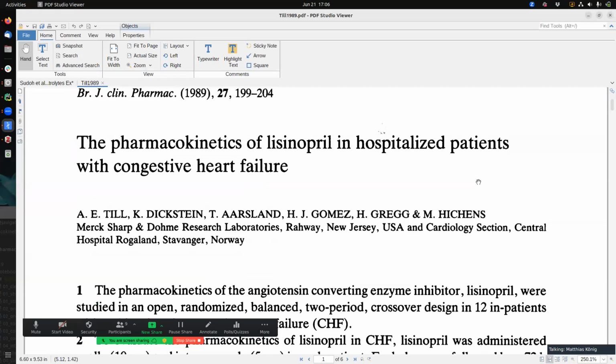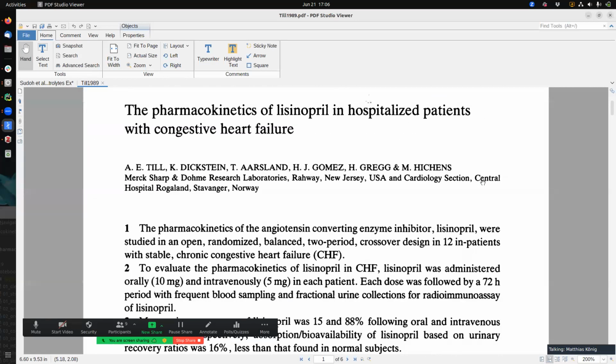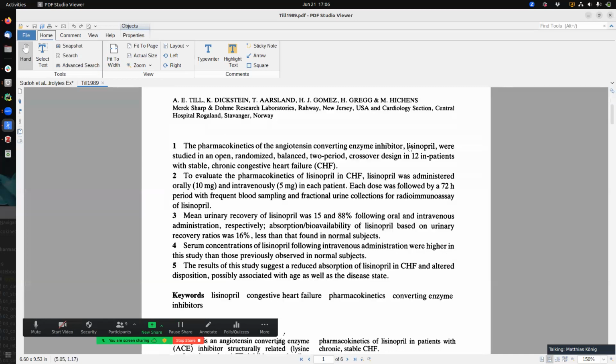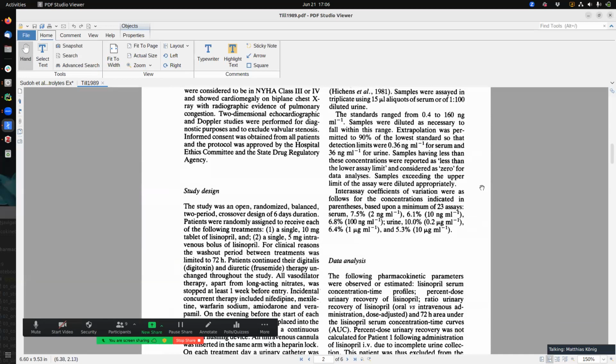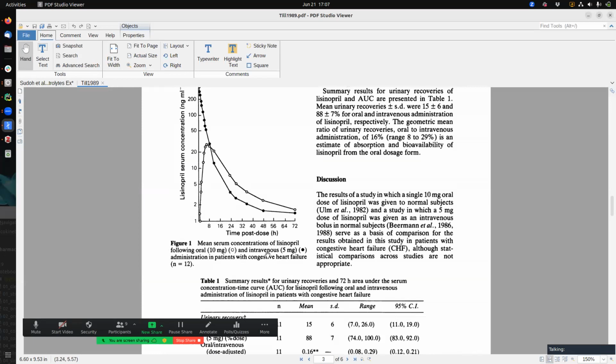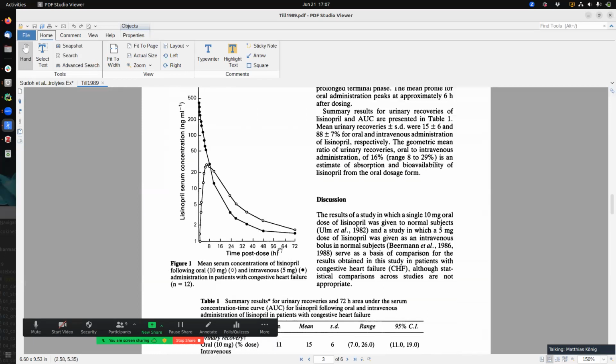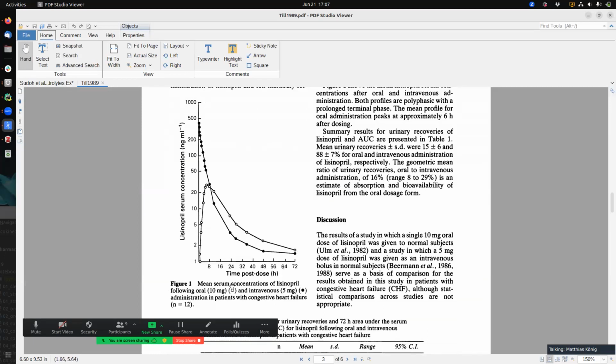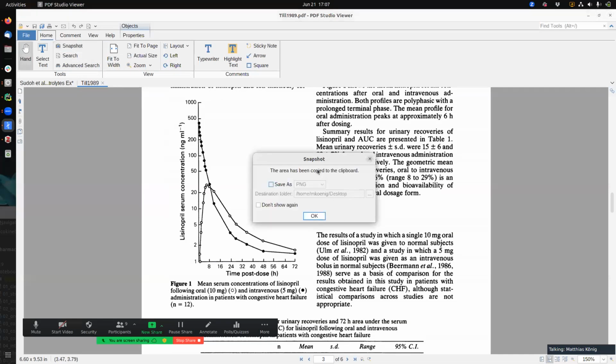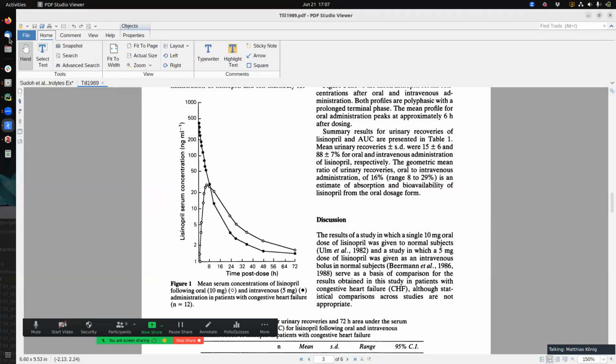So overall it looks good. Hospitalized patients are often not so good because they're pretty ill. But here we can see we have some nice pharmacokinetic curves of lisinopril, and we have an oral and then an intravenous dose. So this is pretty good data. What I normally do is I'm just trying to collect the information. So in this case, I would copy it to the clipboard. Okay, let's see how this works.